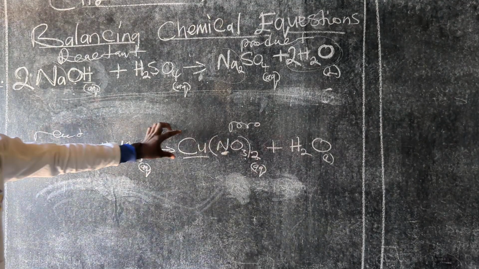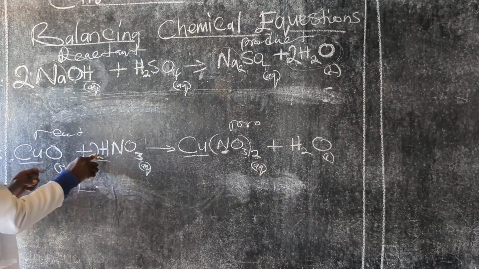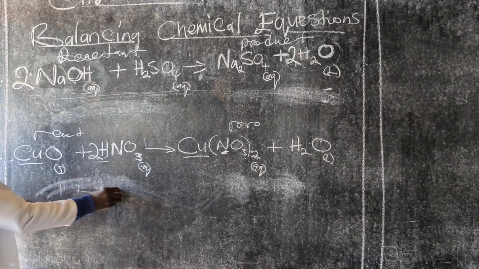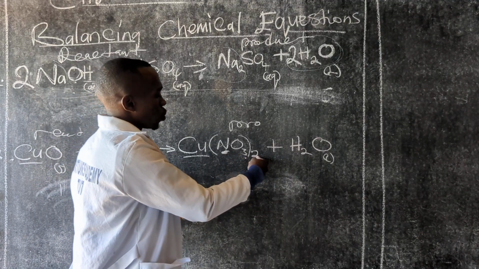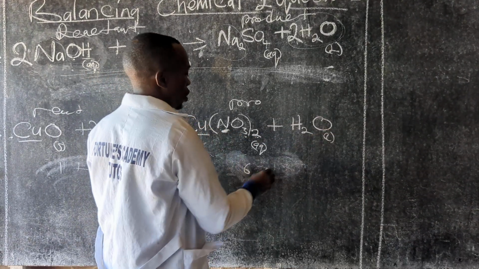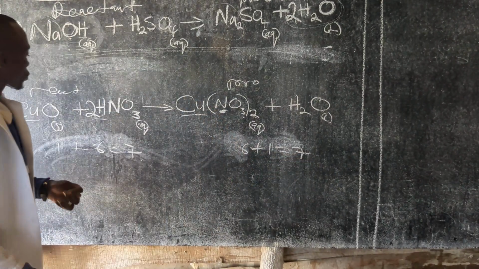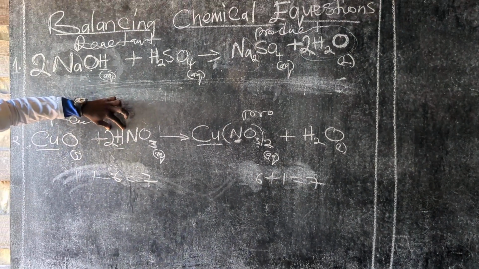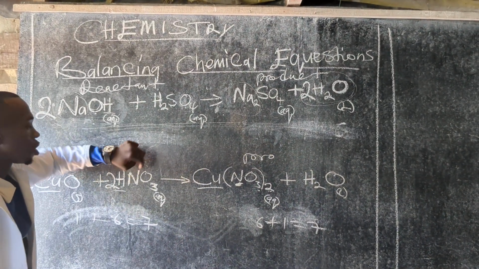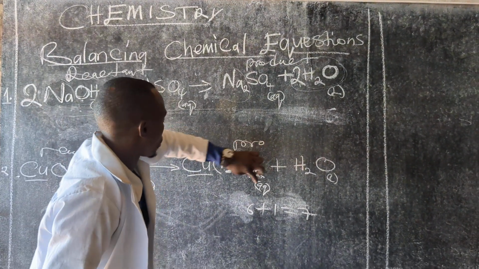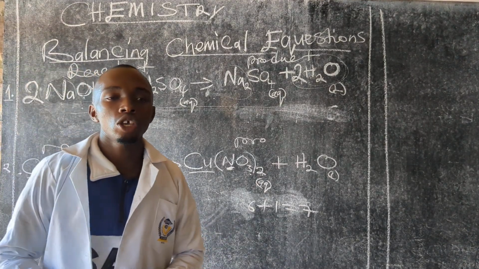Copper 1. Oxygen, which is 1 here, plus this 6, it is 7. Oxygen 6, 3 multiplied by this 2, is 6, plus this one, it is plus 1, it is 7. Hydrogen 2 here, it is balanced. Nitrogen 2 here. So this is how we are supposed to balance this equation.